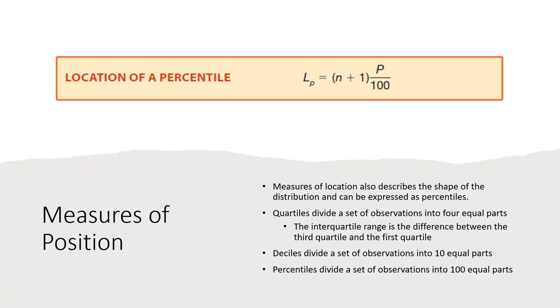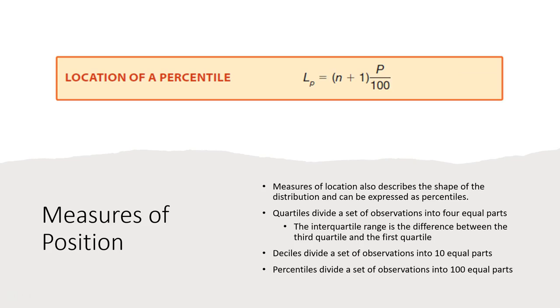shown here on the screen, where P is going to represent the percentile, and N is the number of values in the data set. So to find the quartiles, you're going to divide it into four equal parts, where Q1 is the 25th percentile, the third quartile is the 75th percentile, and the median is going to be the 50th percentile. The data has to be ordered from smallest to largest for us to do this. Quartiles, deciles, and percentiles are really commonly used as a measure of location.